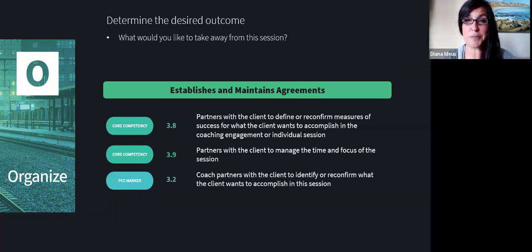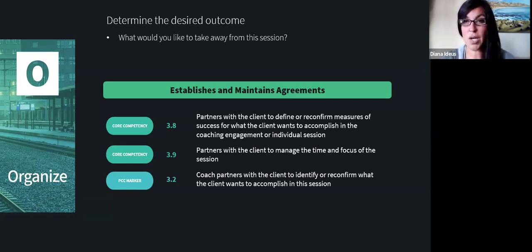Now, the thing with the core competencies and the PCC markers, you don't have to do all of them. They're not supposed to be a checklist. The core competencies look at embodiment, the PCC markers look at behavior. However, if you don't have 3.1, what do they want to focus on, and 3.2, what do they want to take away, or how are they measuring success from the session, it is unlikely that that session is going to be in alignment with the ICF, and it's unlikely that that's going to pass.